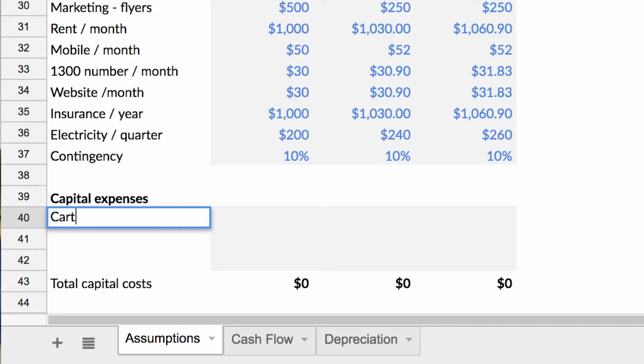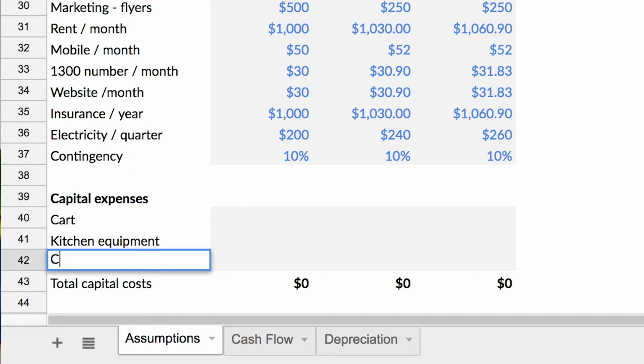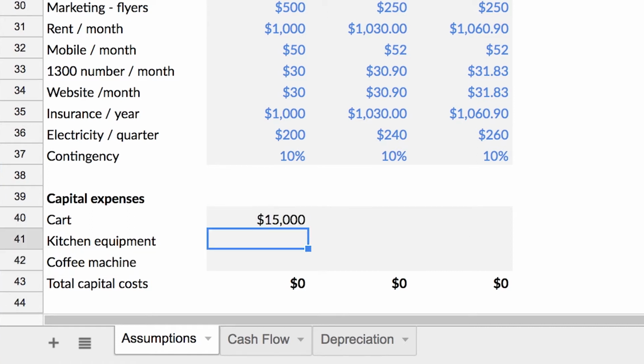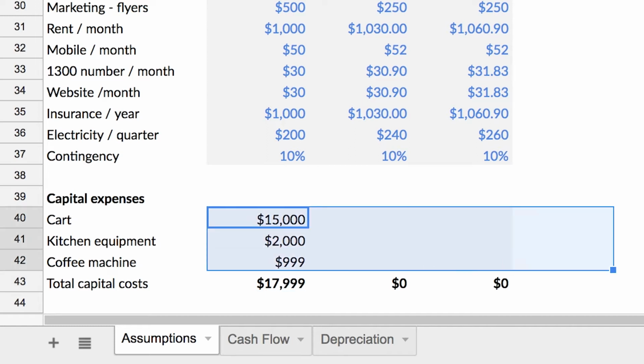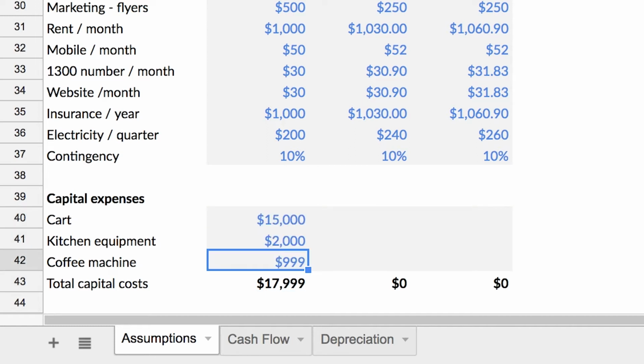Let's add all the startup costs we've thought about. So we've got the cart, we've got the kitchen equipment, we've got the coffee machine. The coffee cart, we've got a quote for $15,000. The kitchen equipment, all the things we need, $2,000, and the coffee machine, $999. We got it on special. They're really just one-offs in year one.